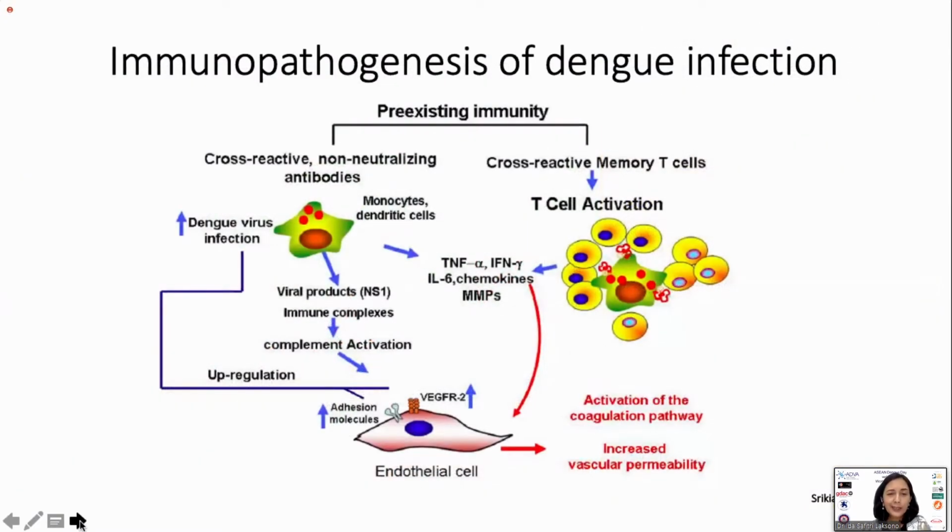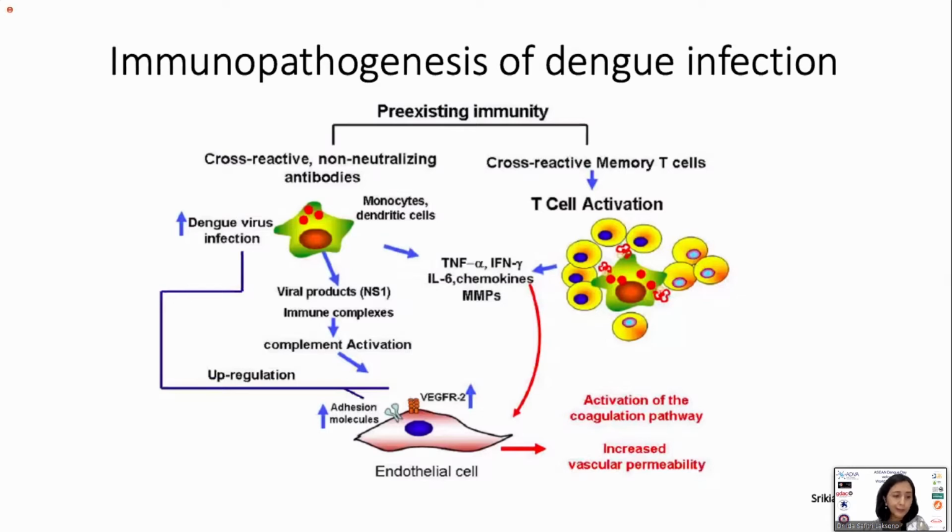I would go back shortly to the immunopathogenesis of dengue infections. Primary exposure to dengue virus will induce both humoral and cell-mediated immune responses. And during a secondary infection with a different dengue virus serotype, cross-reactive, non-neutralizing antibody will bind to the virus and enhance viral uptake via the Fc gamma receptor, resulting in enhanced viral replication and also higher antigen load.